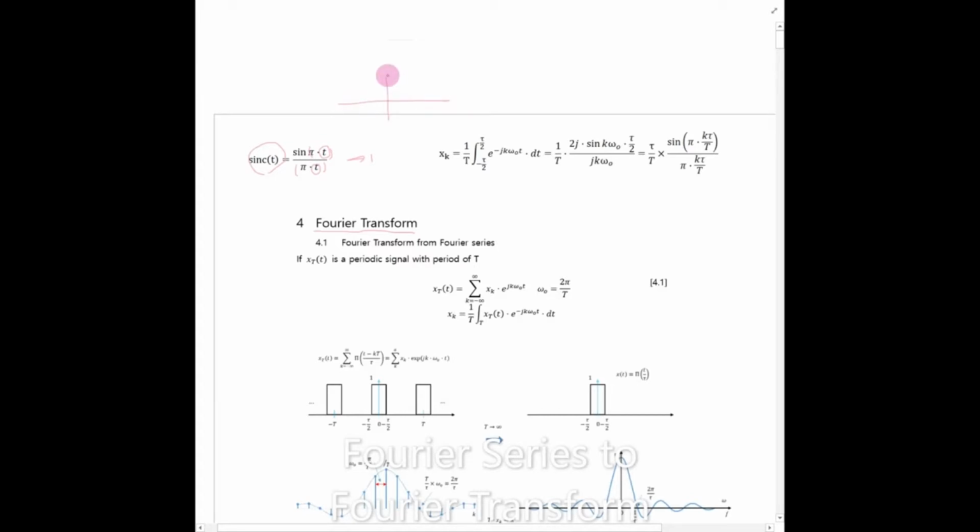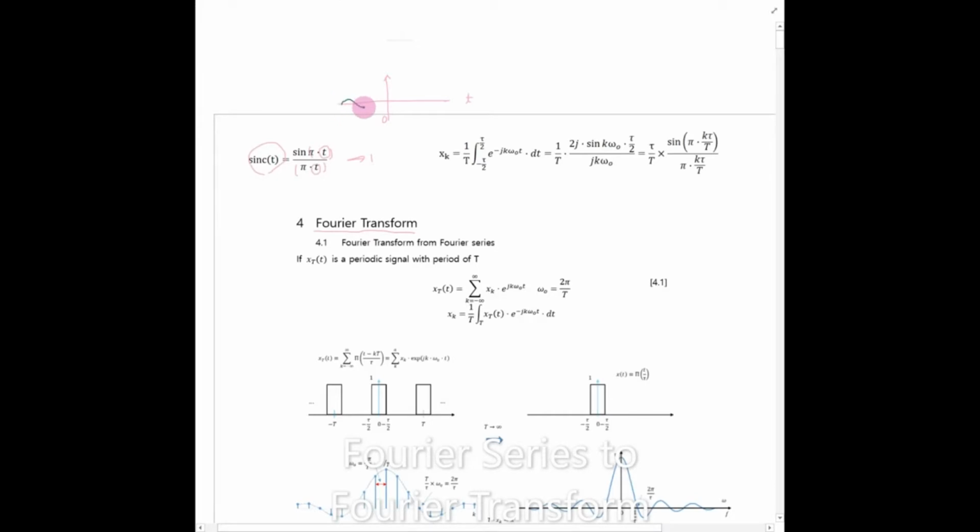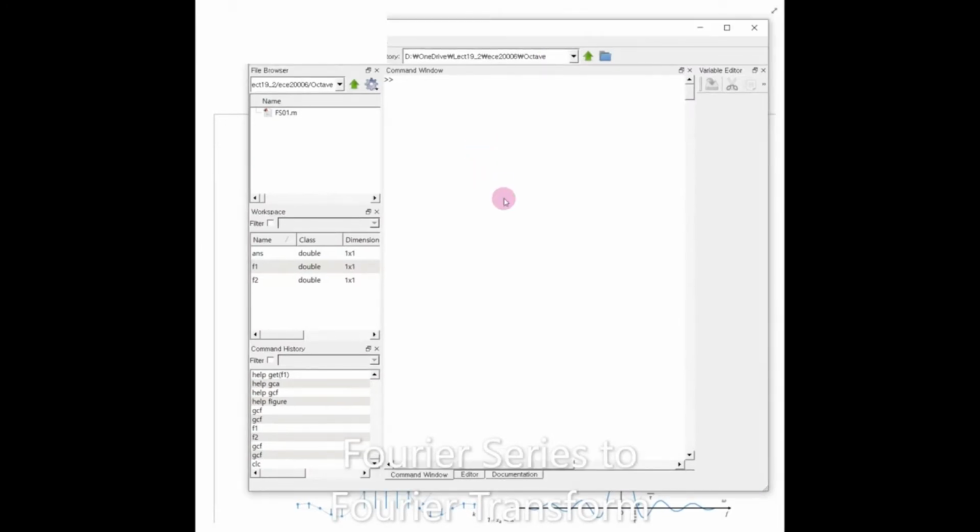This is the t equals 0 axis. The waveform pattern looks like this. At t equals 0, it is 1. And think about the first null. The first null is at t equals 1, and on the left-hand side it is -1. Also there are 2 and -2, 3 and -3. It looks like that. I'd like to plot that with Octave.